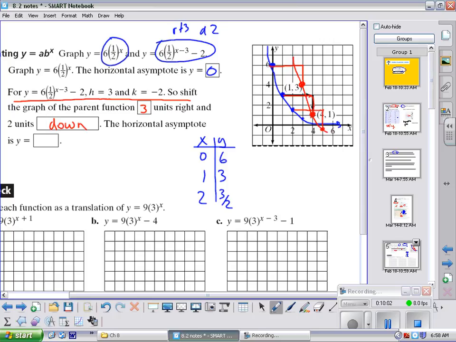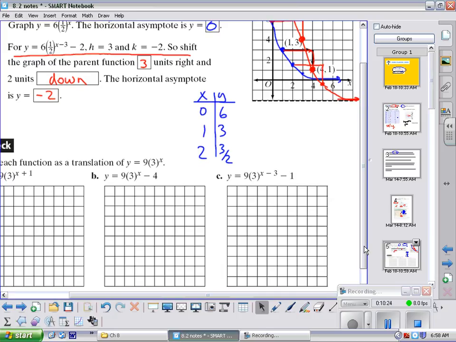And where's he going to hug? The new hug line is going to be right down here. Since I moved everything down, y equals -2 is my new hug line. All right, and that's how we're going to graph these.